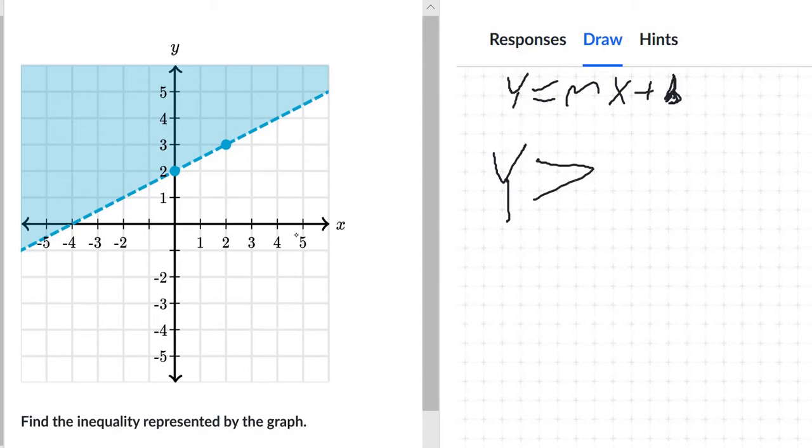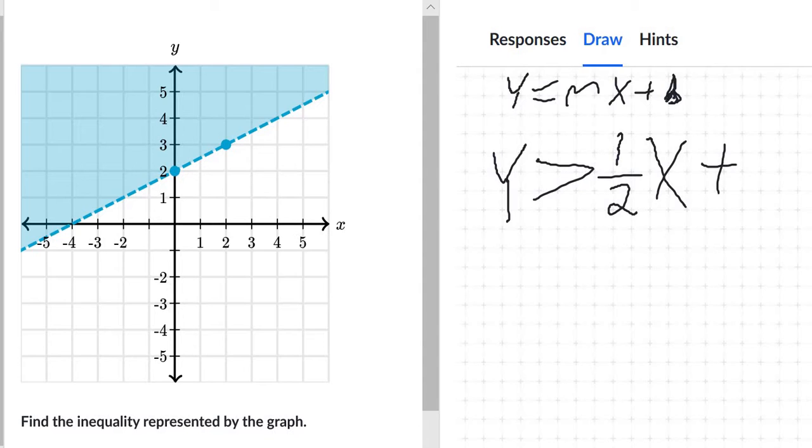So the next thing to do is let's find the slope. So we could pick any 2 points. It's easiest to use points that you can clearly identify where they are. So let's say here to here is 2 to the right and 1 up. So we know it's rise over run. So it goes up 1 over the course of 1, 2. So 2 to the right, up 1, therefore it has a slope of 1/2. Okay, so it's y is greater than 1/2 x plus b.